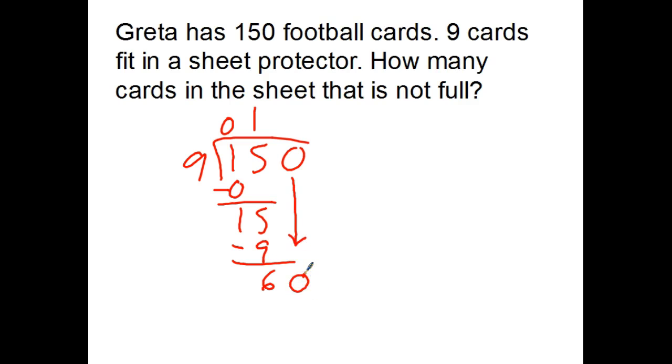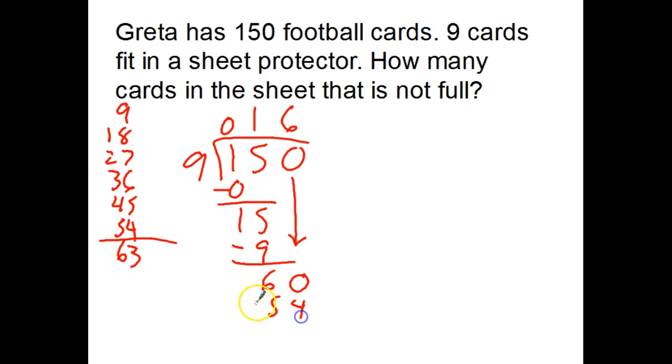How many 9s in 60? Let's see, 9, 18, 27, 36, 45, 54, 63. Too much. 1, 2, 3, 4, 5, 6. 6 times 9 is 54. I subtract, I got a 6. 16 remainder 6. How many cards are in the sheet that is not full? Well, these are all full. So this would be my one that's not full. 6 cards.